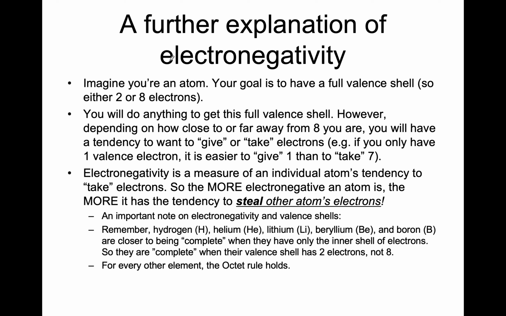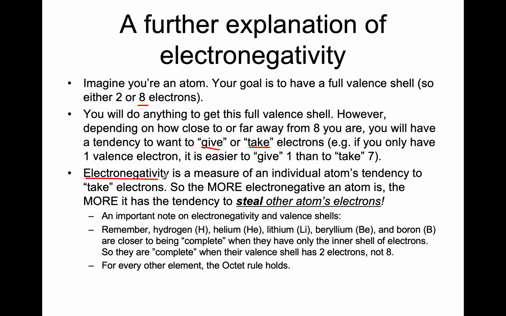Okay, so an explanation of electronegativity. And I'm just going to read the slide because I wrote it. Okay, so imagine you're an atom. Your goal is to have a full valence shell, so either 2 or more often than not 8 electrons. Okay, you will do anything to get this full valence shell. However, depending on how close to or far away from 8 you are, you will have a tendency to want to give or take electrons. For example, if you only have 1 valence electron, it's easier to give 1 than to take 7.